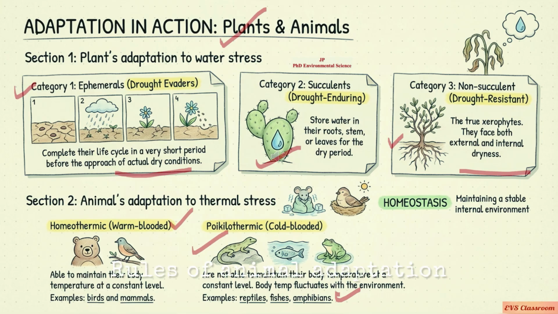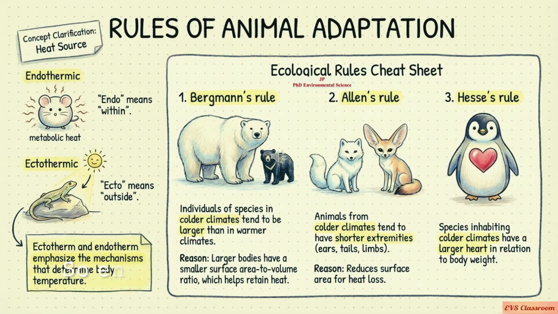Rules of animal adaptation. Endothermic versus ectothermic. Endothermic animals generate heat internally. They maintain constant body temperature. Examples include birds and mammals. Ectothermic animals' body temperature depends on the environment. They use behavioral methods like sun basking. Examples include reptiles, amphibians.